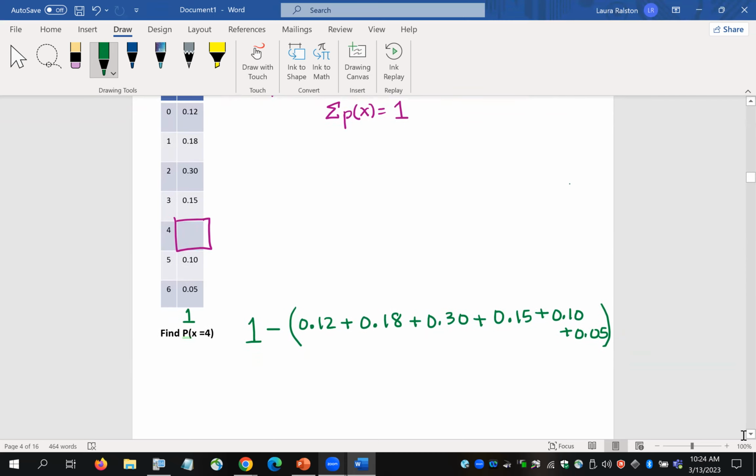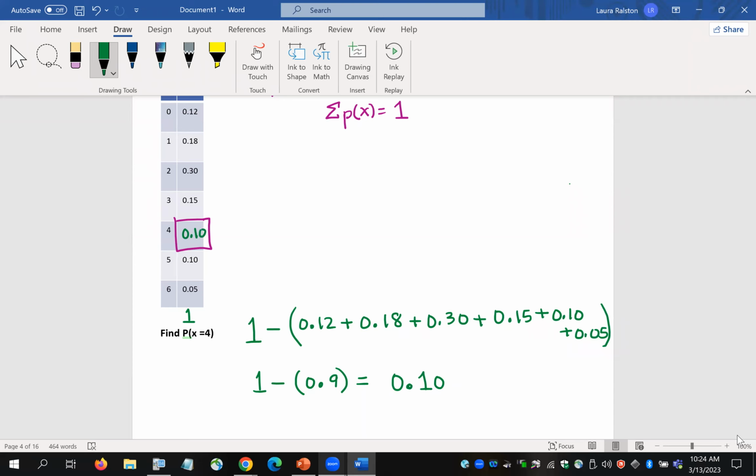That's the requirement. So I'm going to use my calculator and I'm going to add those values up first. 0.12 plus 0.18 plus 0.3 plus 0.15 plus 0.10 plus 0.05. That gives me a value of 0.9. So I have 1 minus 0.9. Well, 1 whole minus 0.9 leaves me with 0.1 or 0.10. So the value for 4 would be 0.10.